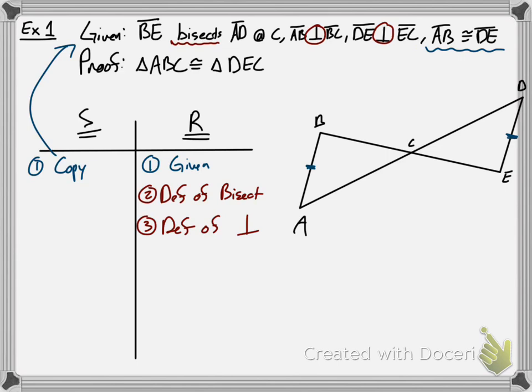So with the definition of bisect, it tells us that BE, which is this line, is going to bisect AD. So AD is the line that's being bisected. It's being cut in half there. So we can add our tick marks to each side and write in our statement that AC is congruent to DC.